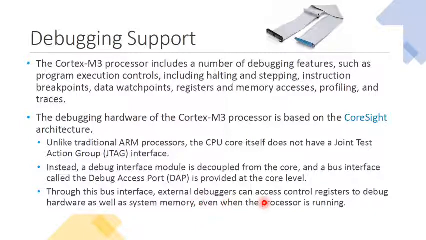External debugger can access control register to debug hardware as well as system memory. So the example I gave you is related to system memory even when the processor is running. Okay.